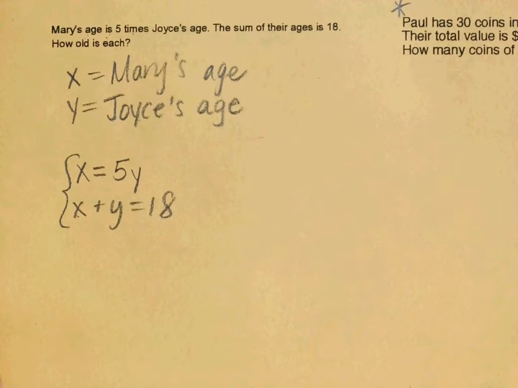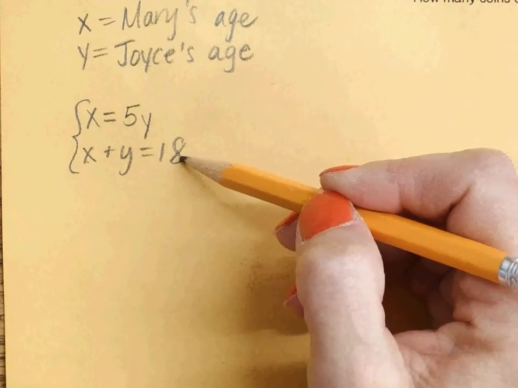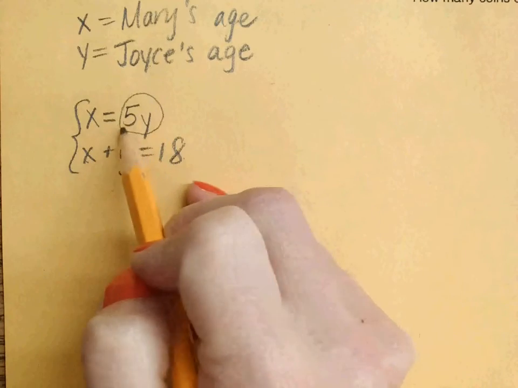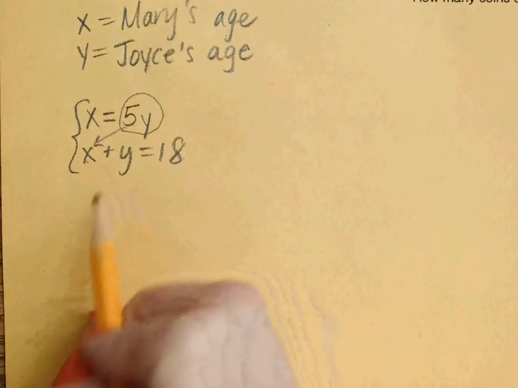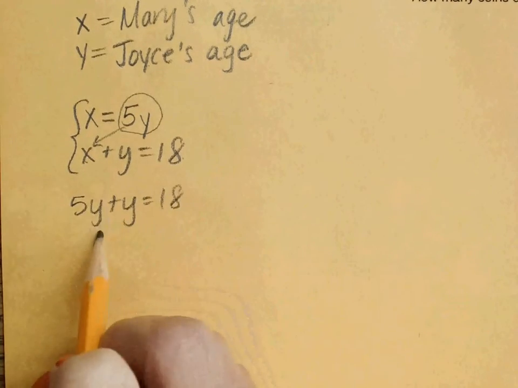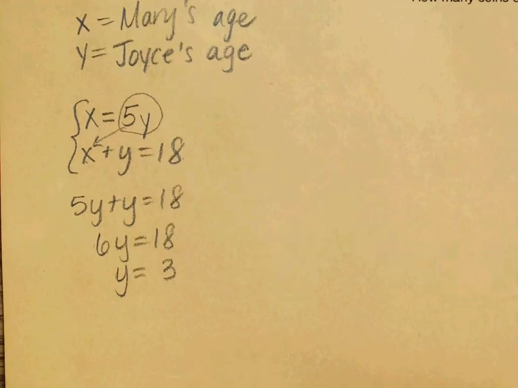Now what we're going to do here is figure out, what do you think is the easiest method to solve this system? And substitution, I think, will be the easiest for figuring out our variables. And so by substitution method, I'm going to go ahead and rewrite my second equation, but putting 5y in for x. So that's going to look like 5y plus y equals 18. 6y is equal to 18, y is equal to 3.